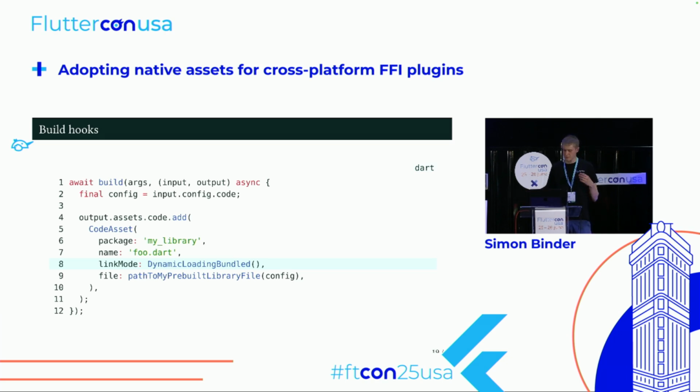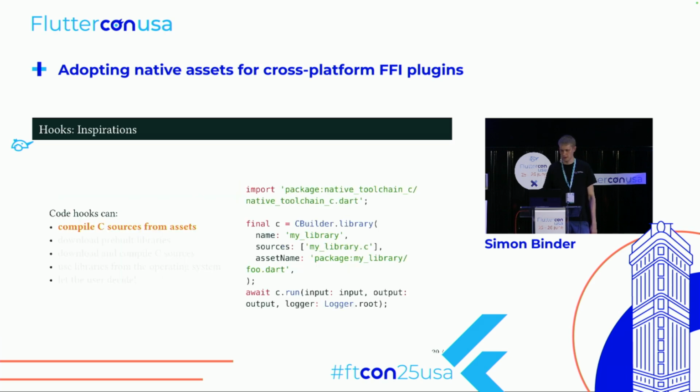And perhaps as an additional source of inspiration, I just want to quickly show you some of the very cool things that can be done with build hooks. So instead of you having to compile your native libraries as you're building your package, you can let the user compile them when they're actually building their app, right? So there's another package written by the Dart team called native_toolchain_c. And with that, you just define a CBuilder. So in this case, you can say that you want to compile a library.